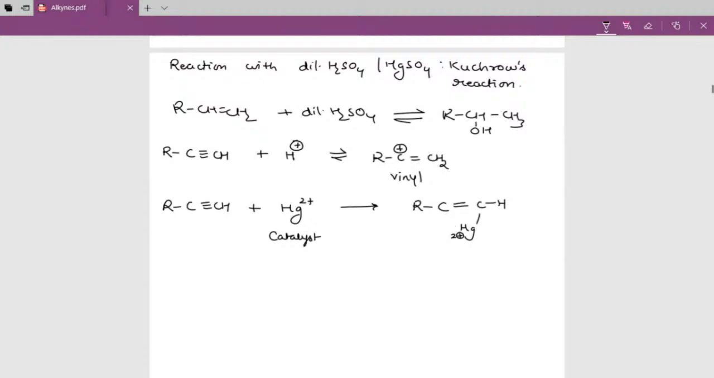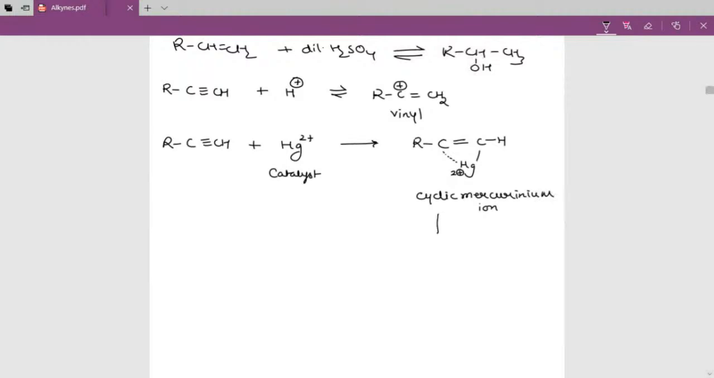Again, we are having this cyclic non-classical carbocation for a third day in a row. Since Monday, we are continuously having this at least once in a whole class. This is a cyclic mercurinium ion. Now, it is a non-classical carbocation. Carbon is not having a direct plus. Vinyl cation is not formed. Plus is on mercury, but the species still behaves like a carbocation. Now water attacks on it.